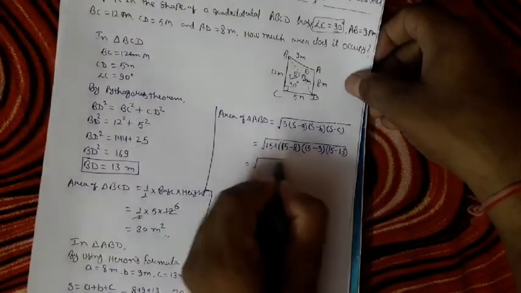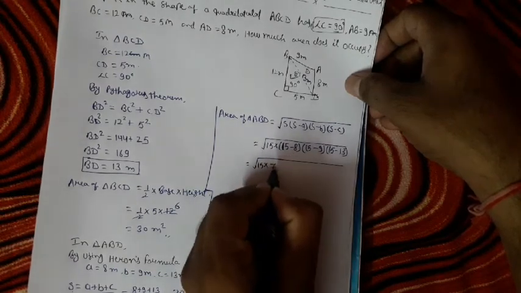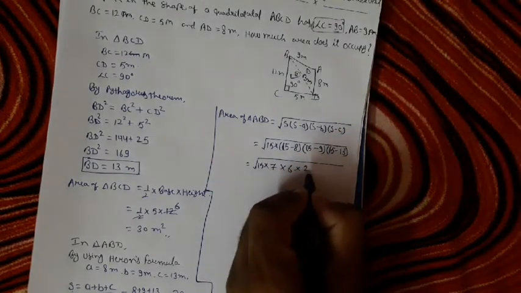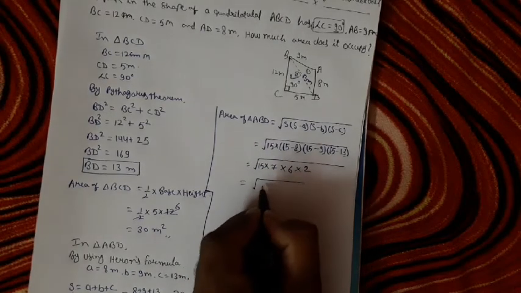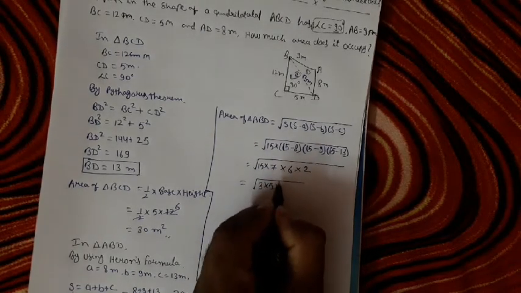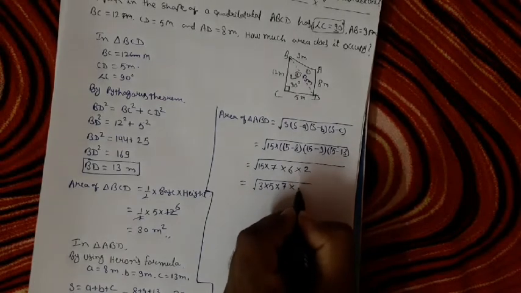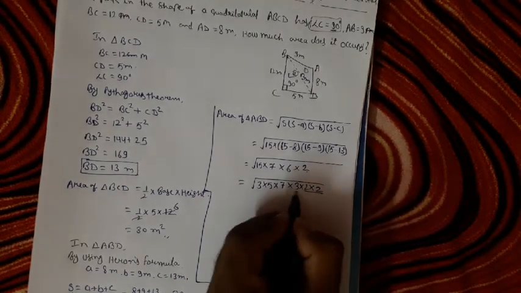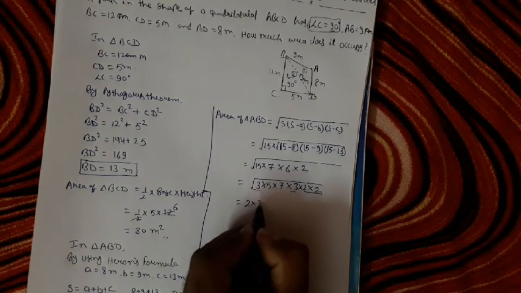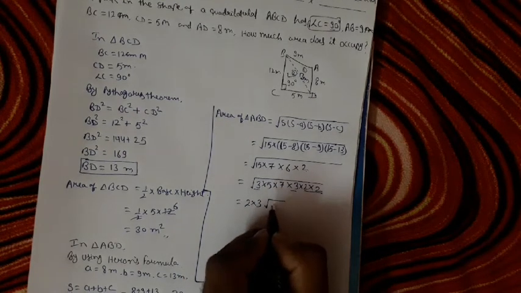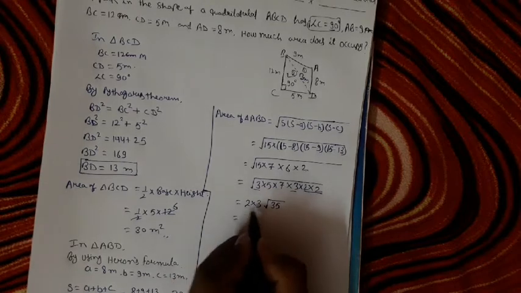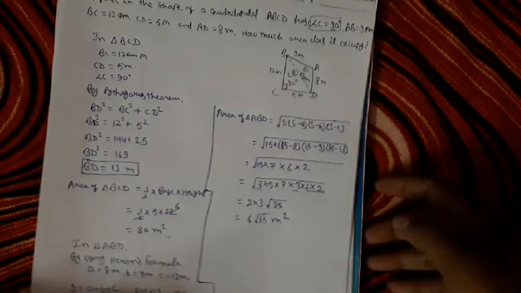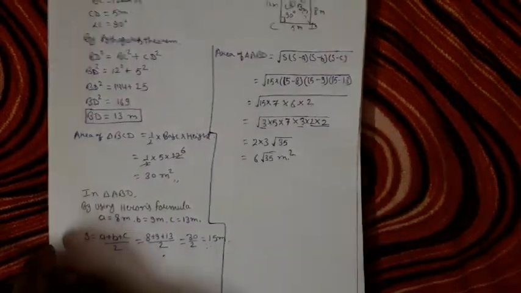Okay, so this would be what? 15 into 15 minus 8 will get 7, 15 minus 9 will get 6, and 15 minus 13 will get what? 2. Okay, now if I find the factors of 15, I'll get 3 into 5. Factors of 7 would be written as it is. Factors of 6 would be 3 into 2, and finally we have 2. So factors of 2 and 3 are in pair, so 2 and 3 will be taken out as common. 5 and 7 then will become 35. So we'll get 6 root 35 meter square. This would be the area of the second triangle.